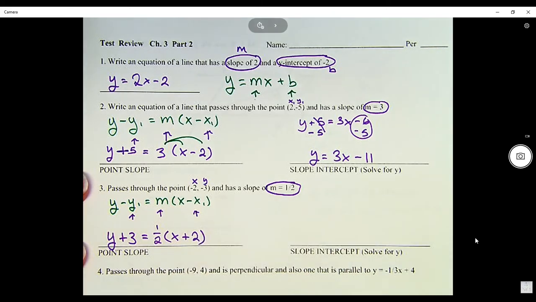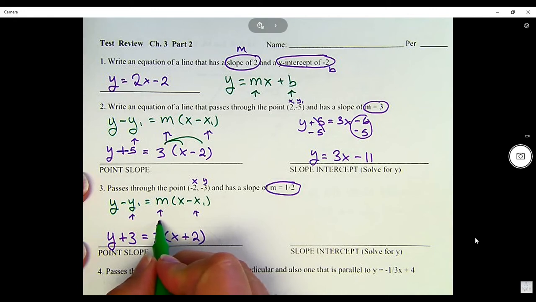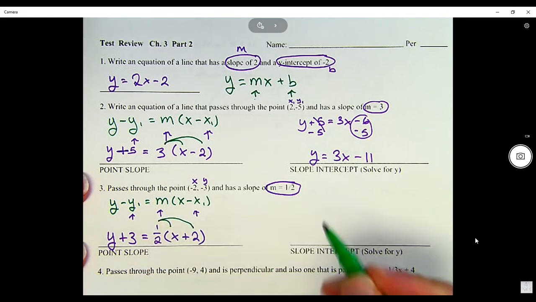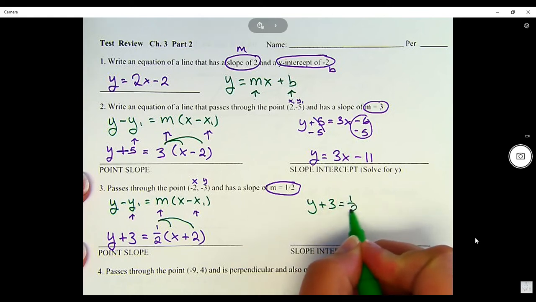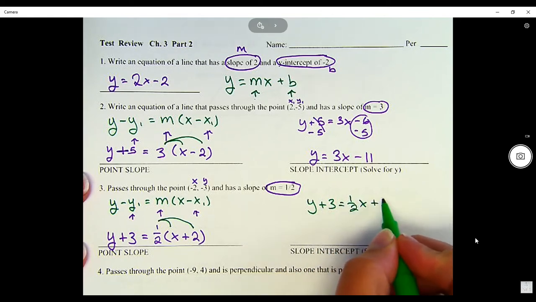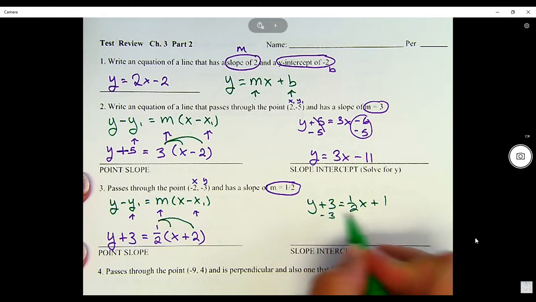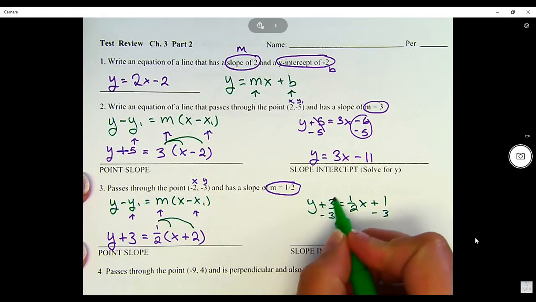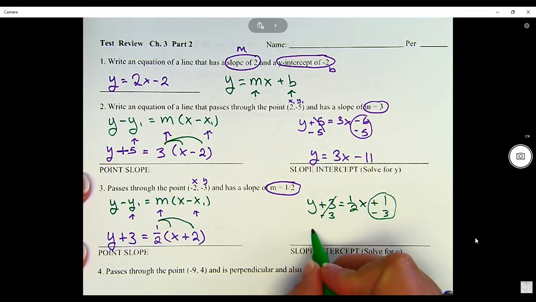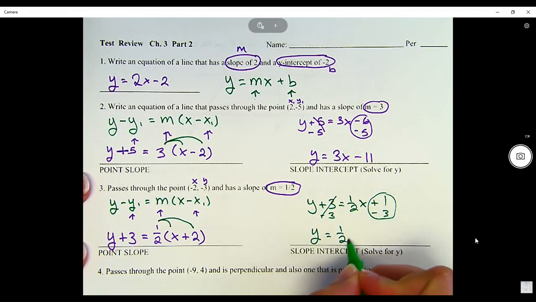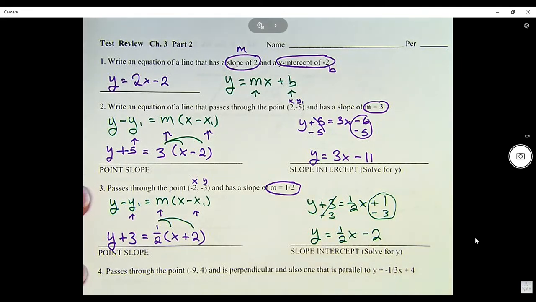All right, then I want to change it to slope-intercept form. So I'm going to do 2 steps. Step 1, distribute. Y plus 3 equals 1/2 x plus 1. Then you want to isolate y. So in this case, it means subtracting. Here, 3 cancels, and here it combines. So y equals 1/2 x minus 2. That's it. That's your answer in slope-intercept form.